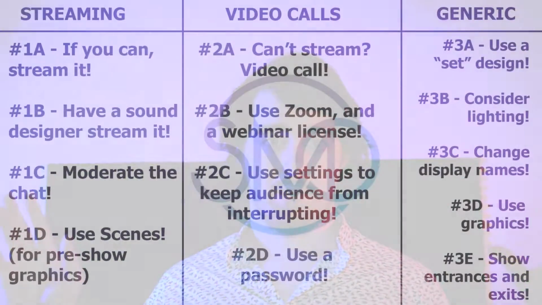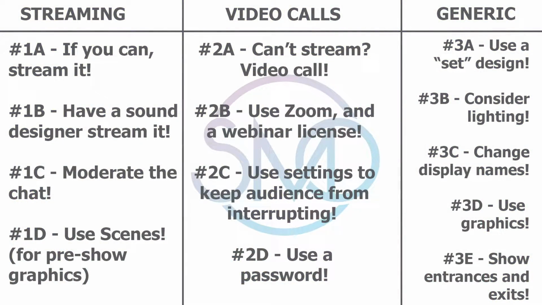Now, for the people that like simple information quickly, I'm going to just throw up all of the tips that I've come up with on the screen right now. So on the screen is a full list of the tips that I'm about to run through, and you can check the description for timestamps to get to specific ones more quickly. Tips 1A through 1D are for live streaming, tips 2A through 2D are for hosting audiences in your video call, and tips 3A through 3E are more generic tips for improving the quality, no matter which method you decide to use to broadcast your show.